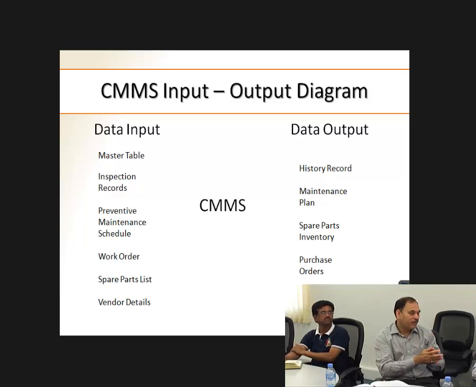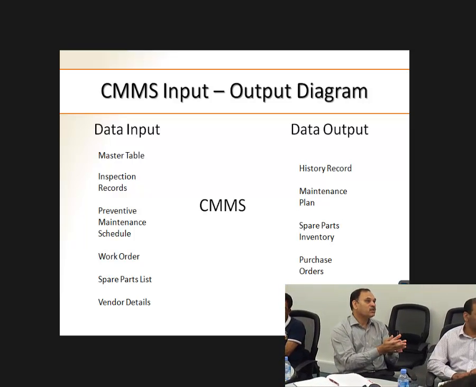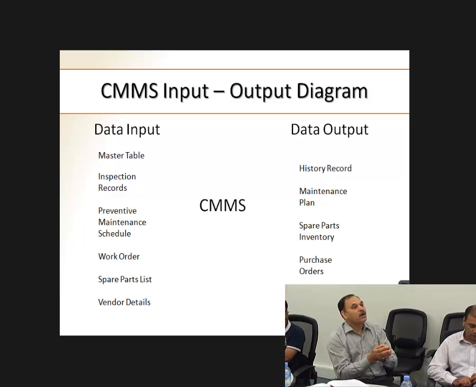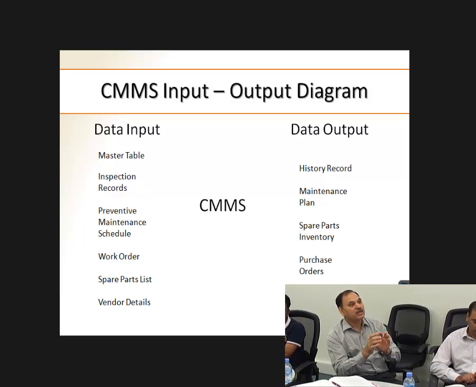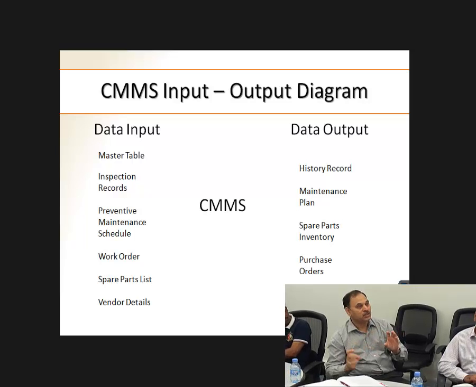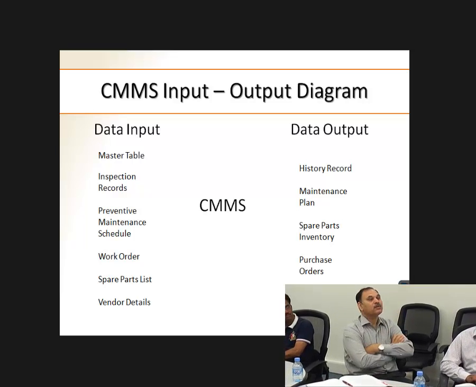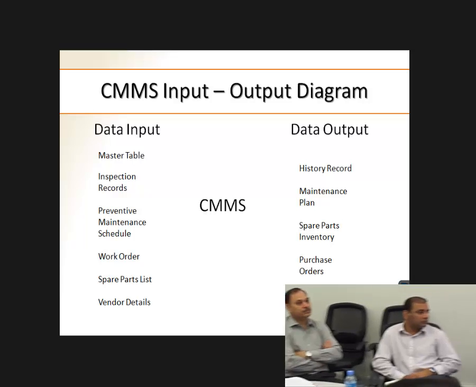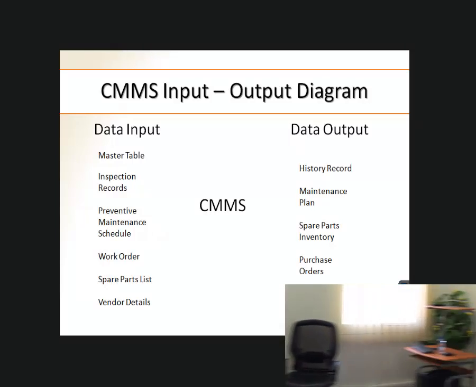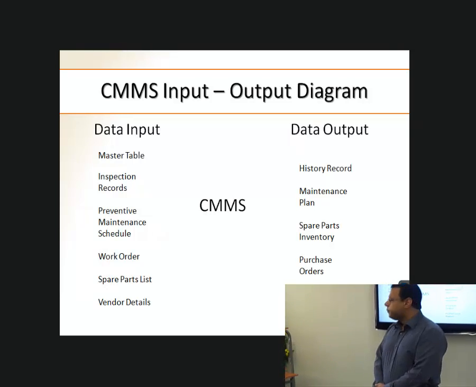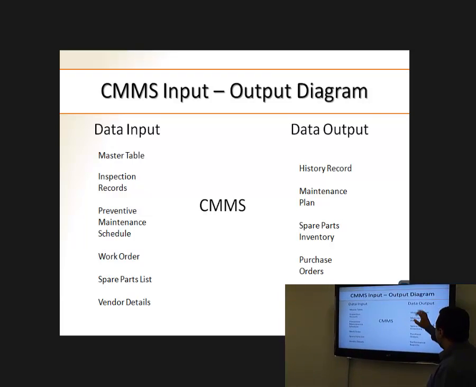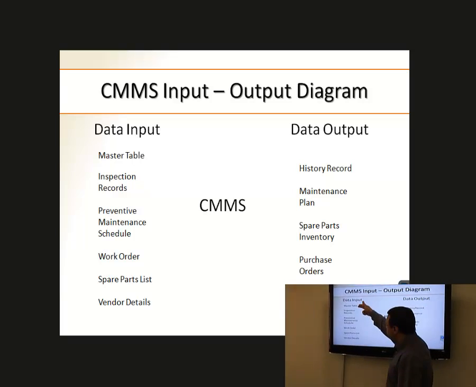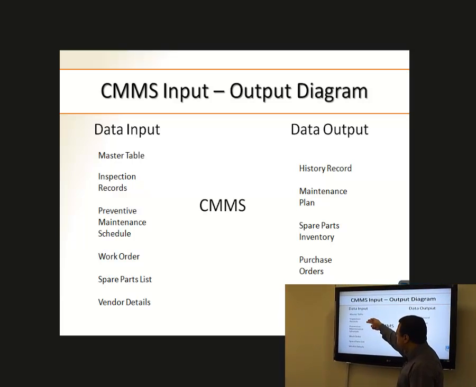Suppose, for example, there is one equipment, let's say P001. If I want to see the entire history of that over a period of 2 years, will it be available? It will be available, because we already sorted everything facility wise. Very good.